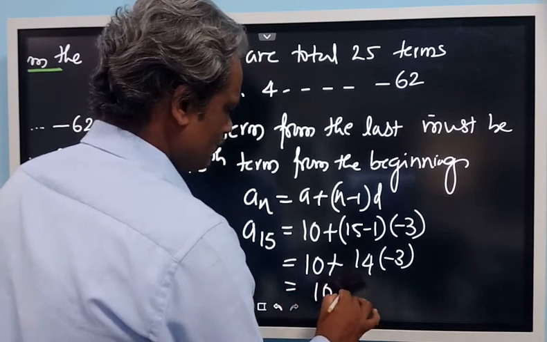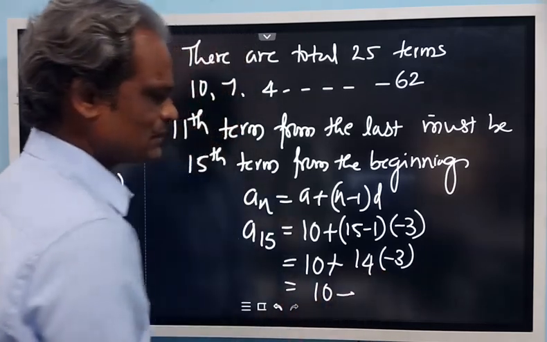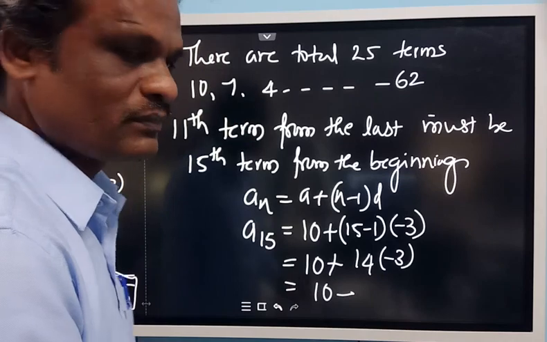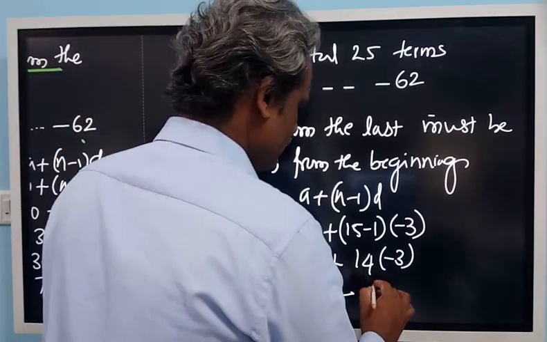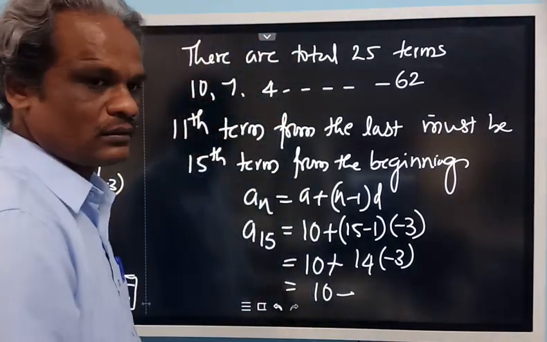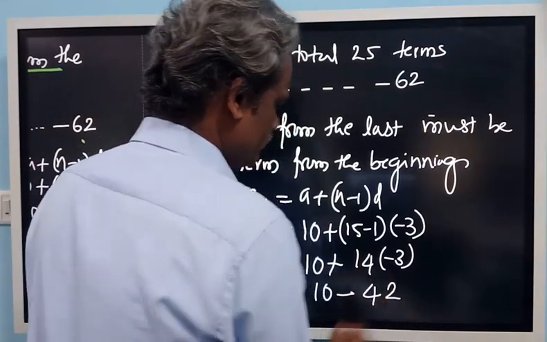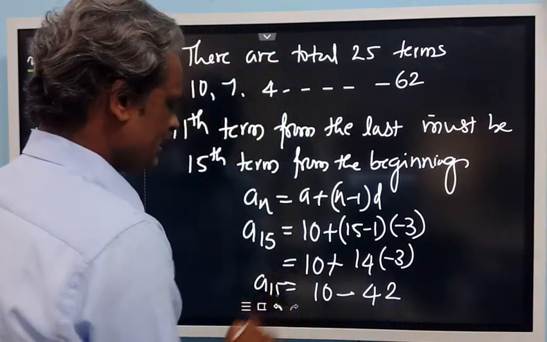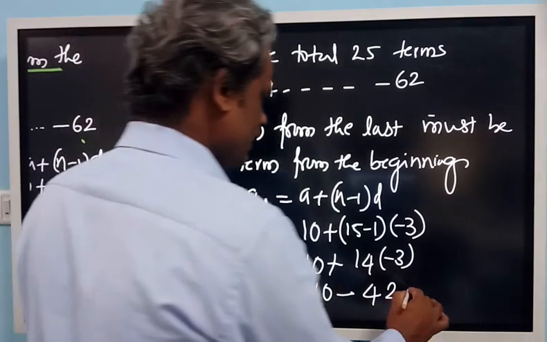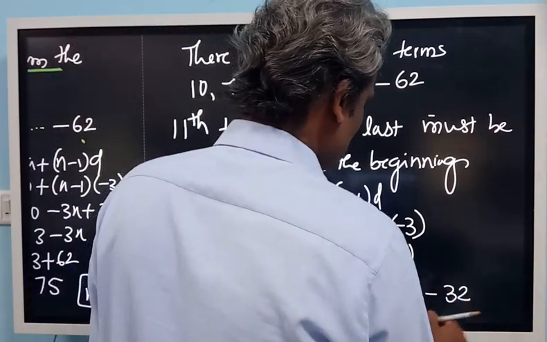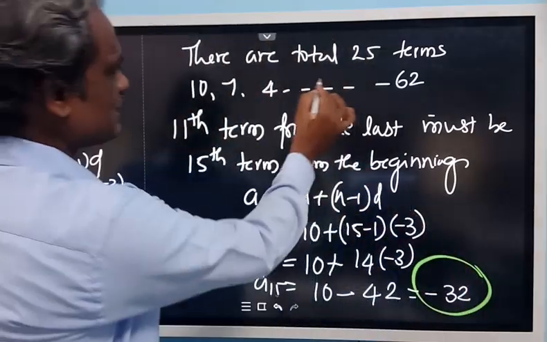So tell me, what is 14 threes? 42. a15 is 10 minus 42. It is equal to minus 32. So this is the 15th term in this case.